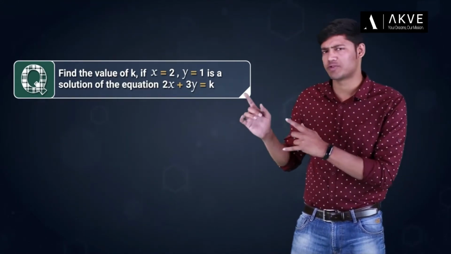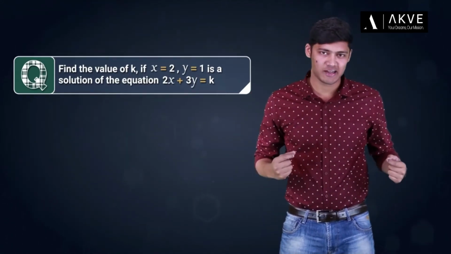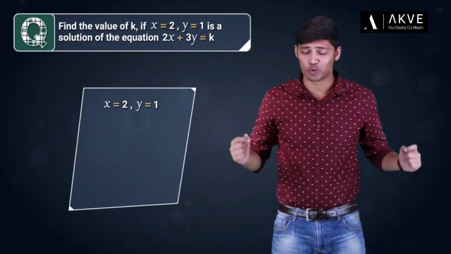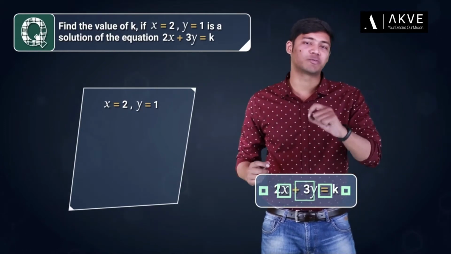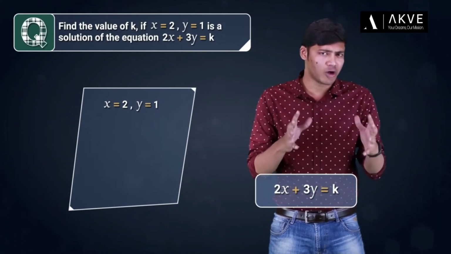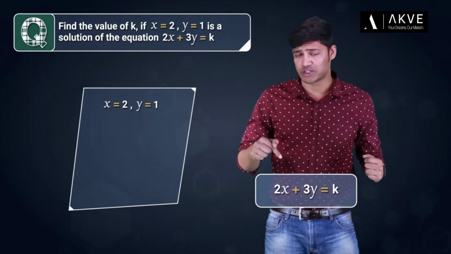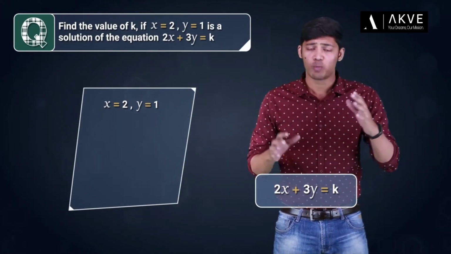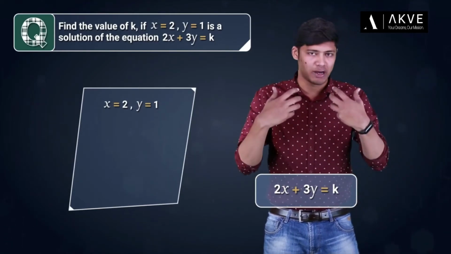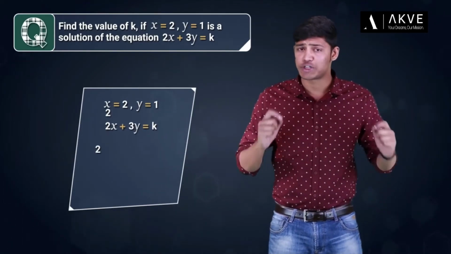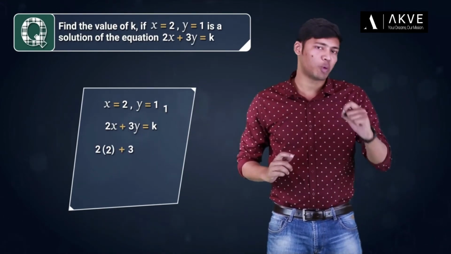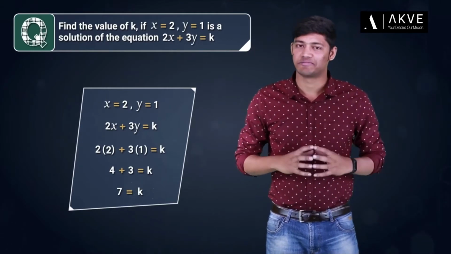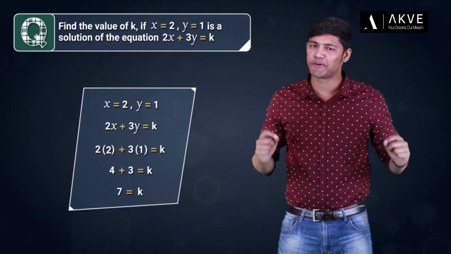So, how do we solve this question? It's very easy, right? Simply, we substitute x equal to 2 and y equal to 1 in the equation 2x plus 3y equal to k, because they are the solutions to this equation and they must satisfy this equation, which implies that both the sides of the equality must be made equal. So, on substituting x equal to 2 and y equal to 1, we get k equal to 7. It was very simple, right?